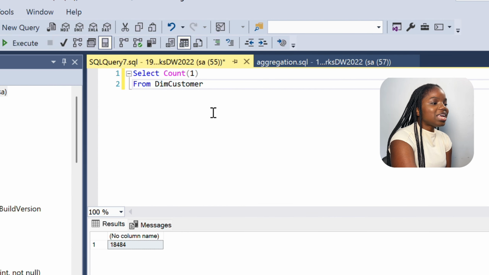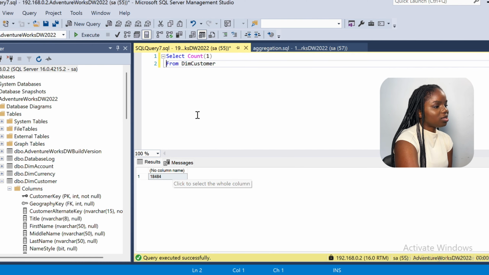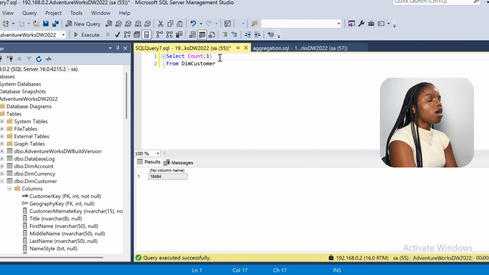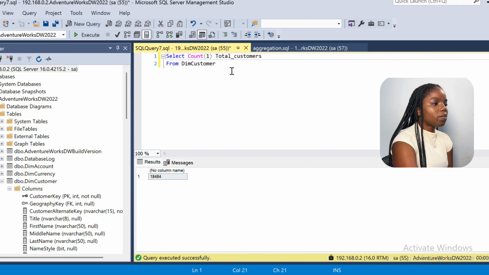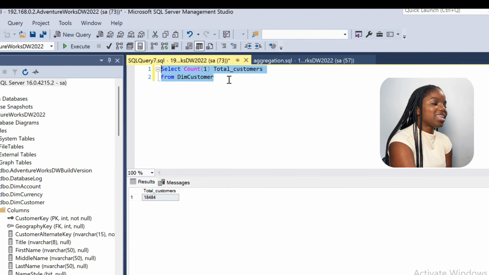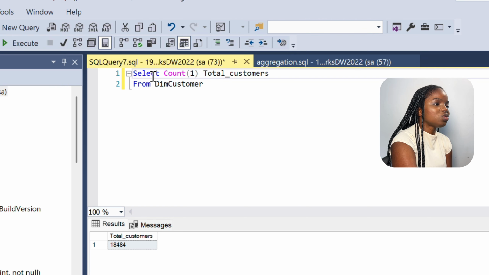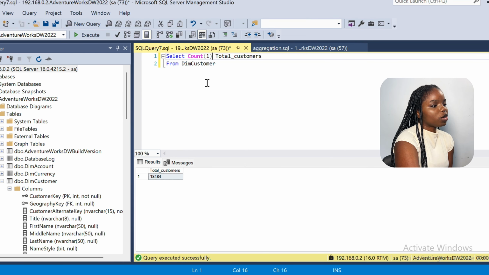So now that we have the count of our customers, that takes me to the next approach. If you're sending this to your manager, nobody would know that this is the number of customers. So when you perform any calculation in SQL, you have to alias it. So let me name this total customers. Naming this total customers will give my calculation its own name, and we call that aliasing in SQL. So instead of it being count of customer, we have total customers. That gives us the total number of customers that we have.